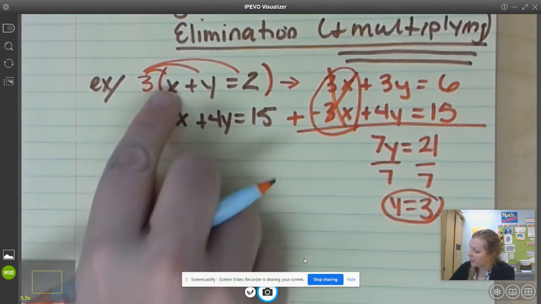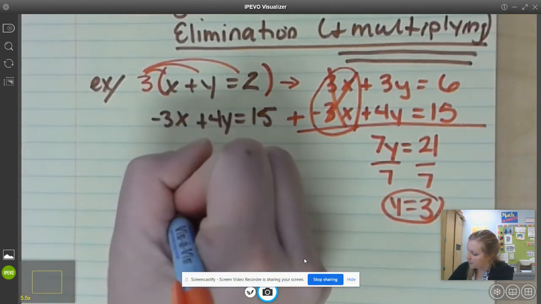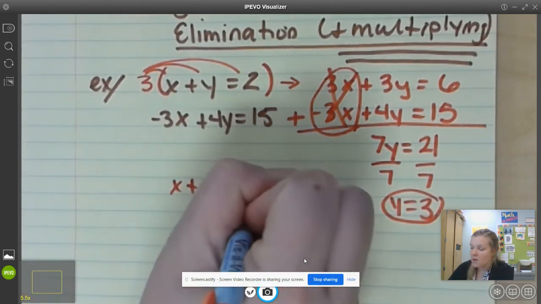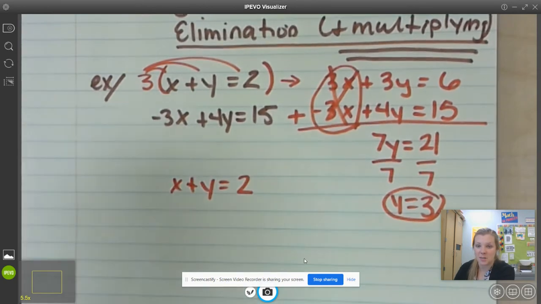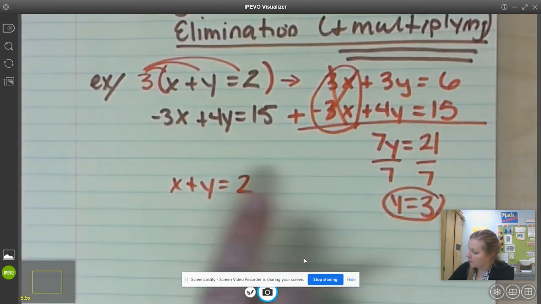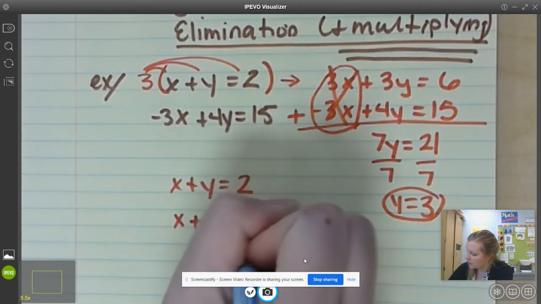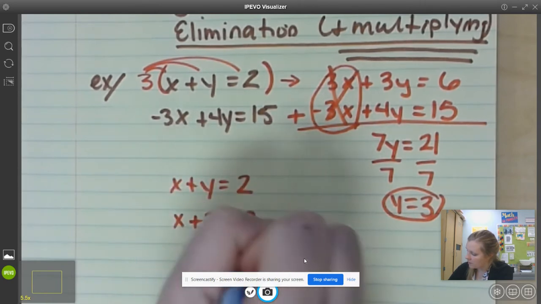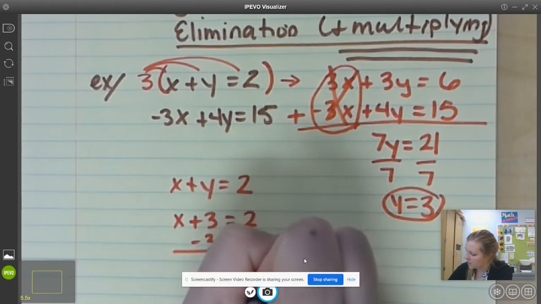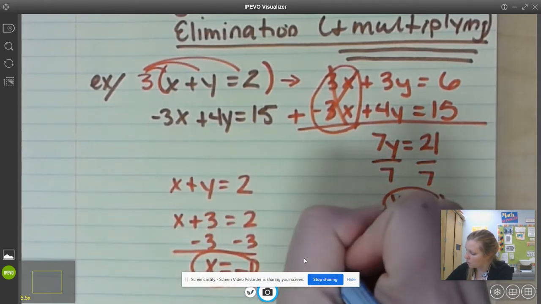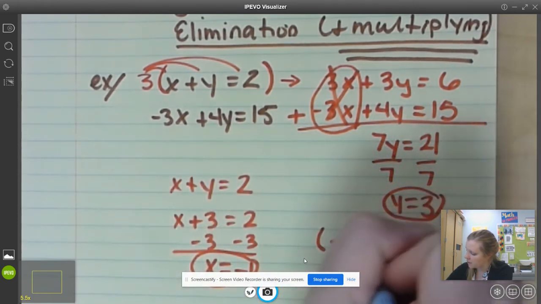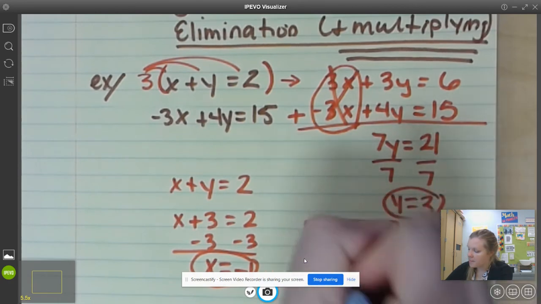All right, then we pick an equation to plug this into. I'm going to pick the first one because it has no coefficients. It's going to be a little bit simpler. I'm going to plug in y. y is 3. Take away 3 from both sides, x equals -1. So my ordered pair is -1, 3.